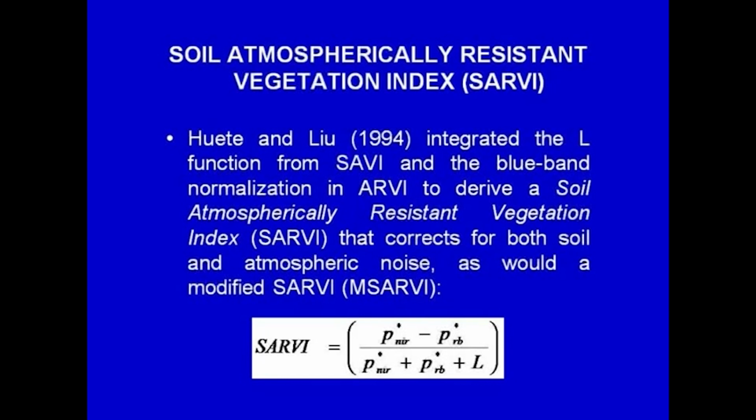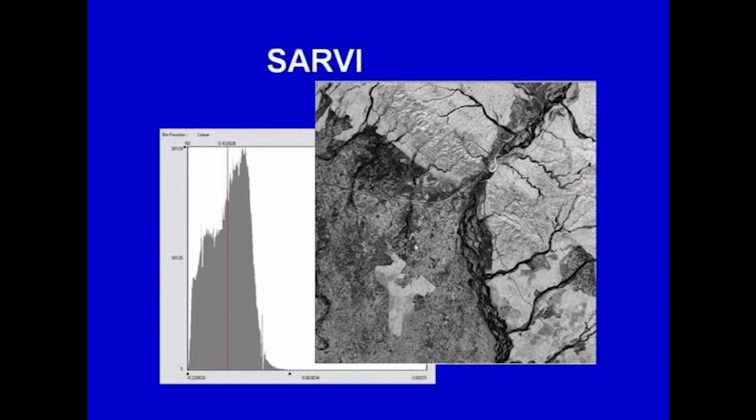SARVI, which corrects both soil and atmospheric noise, as would a modified SARVI, or what we call modified SARVI. So, SARVI can be represented as the difference between the NIR and the difference between the red and the blue information, divided by NIR plus the difference between the blue and the red reflectance plus the soil correction factor L.